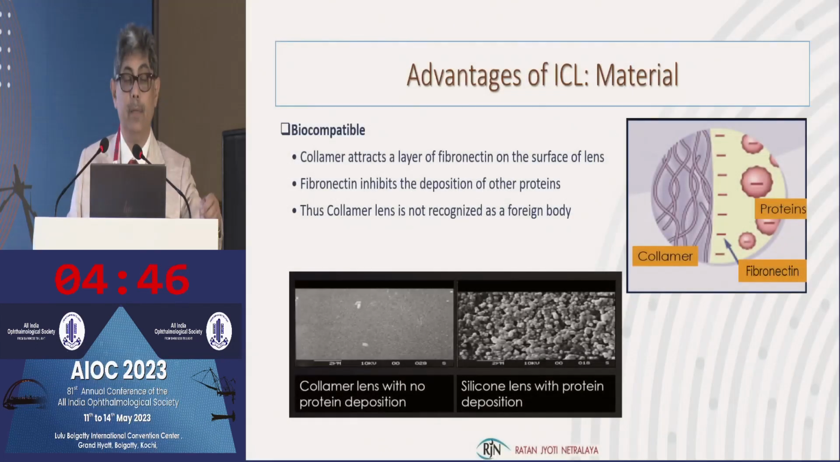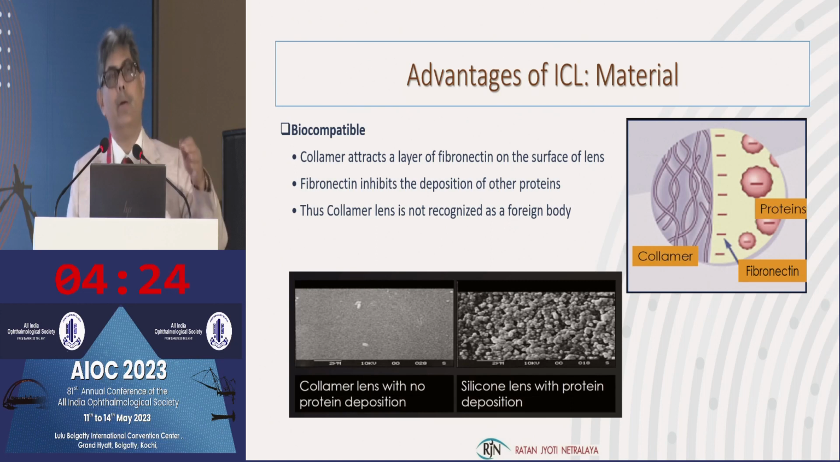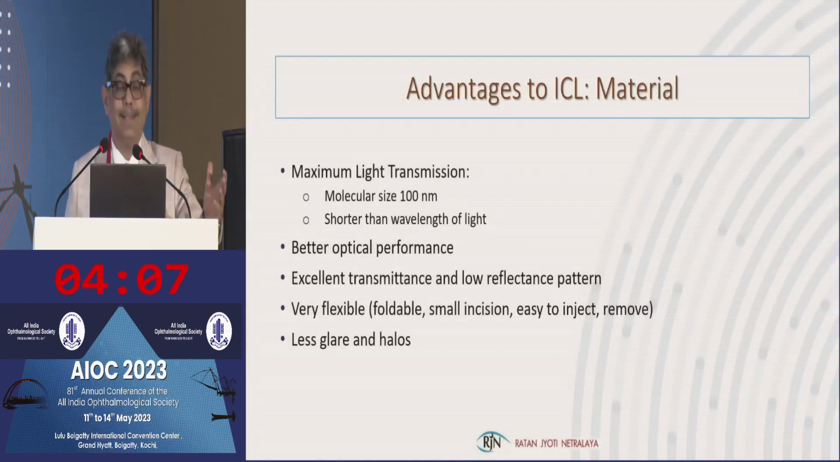This material is biocompatible, and it attracts a layer of fibronectin. As you can see, the dashes are there on the surface of the lens. Fibronectin inhibits the deposition of other proteins which are present in the aqueous humor. The polymer lens is not recognized as a foreign body. So even in the long run, 15, 20 years, you don't see any deposit or pigment dispersion or pigment on the surface of the lens, unless it is touching the iris. So the transparency is very good.